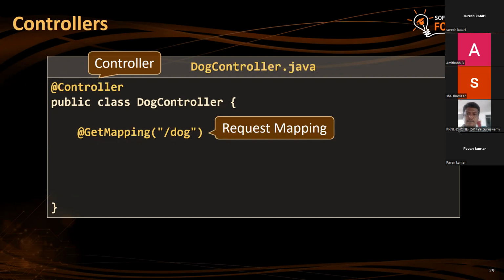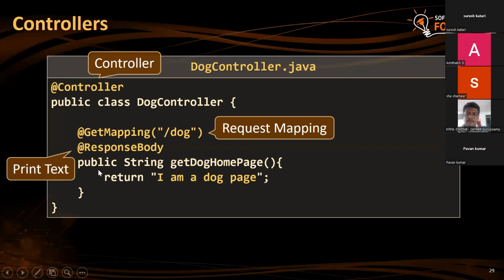So request mapping, in the sense that the URL you are providing, the HTTP URL you are forming from the REST API, that's where the request mapping happens. So this is /dog. The response body is plain text, which I can define. If you see public String getDogHomepage, it will return "I'm your dog page". So this is the getter implementation.